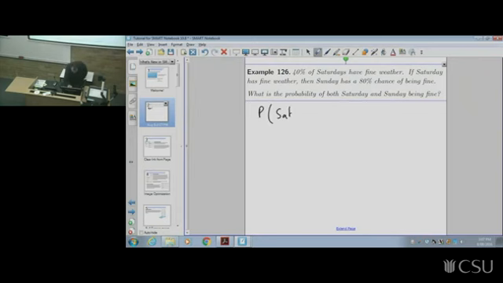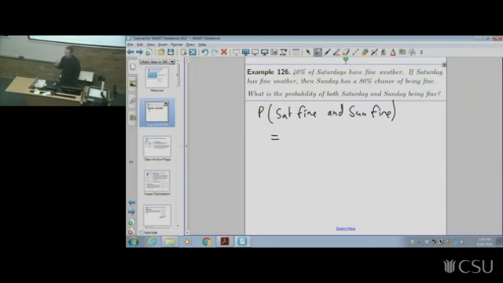So Saturday, fine, and Sunday, fine. That's essentially what we're trying to work out. Any ideas how to do it? Wouldn't it be the probability of Saturday being fine multiplied by the probability of Sunday being fine? Okay, so we don't. What's the probability that Sunday's being fine?